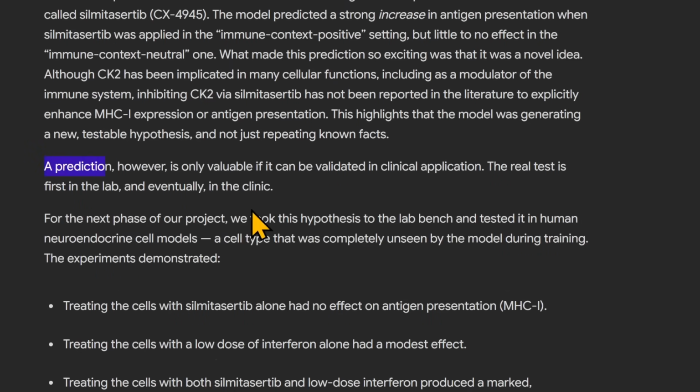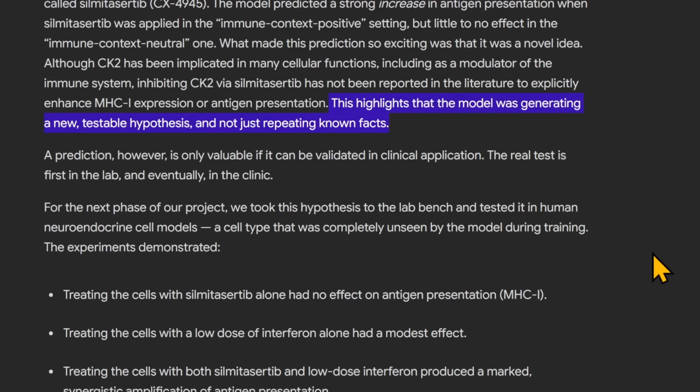Now, of course, this prediction, this guess, is only valuable if it can be validated in clinical applications. The real test is first in the lab and eventually in the clinic. But the point here is that this model generated a new testable hypothesis. It didn't just spit out regurgitated data. It came up with a novel approach that scientists can now test.